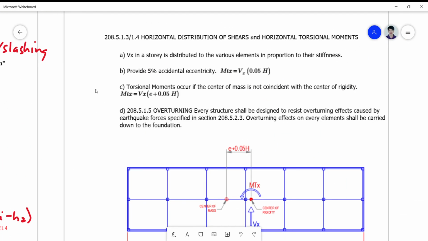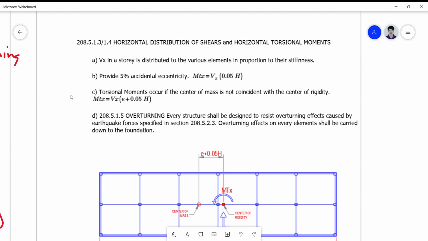Now, for the horizontal distribution of shears and horizontal torsional moments, these are the things you need to bear in mind. Vx in a story is distributed to the various elements in proportion to their stiffness, which is done by providing 5% accidental eccentricity if there is no eccentricity.